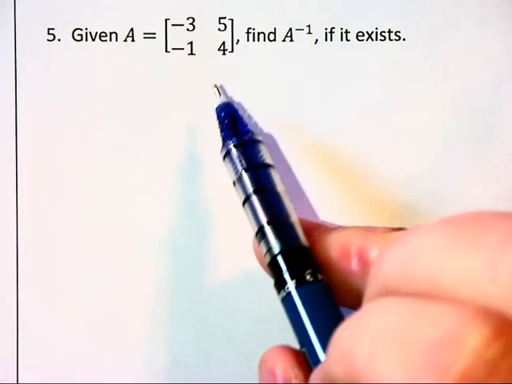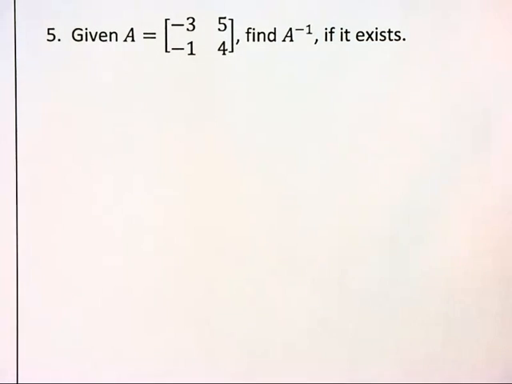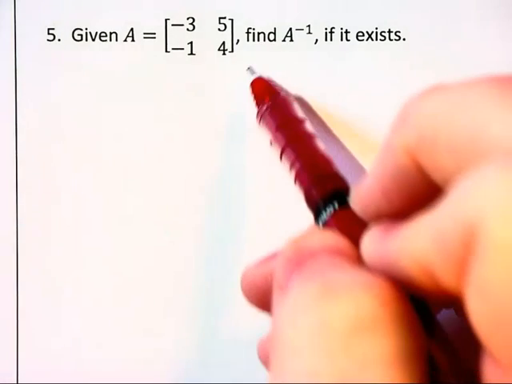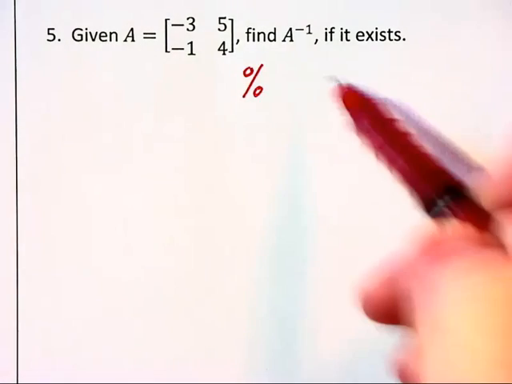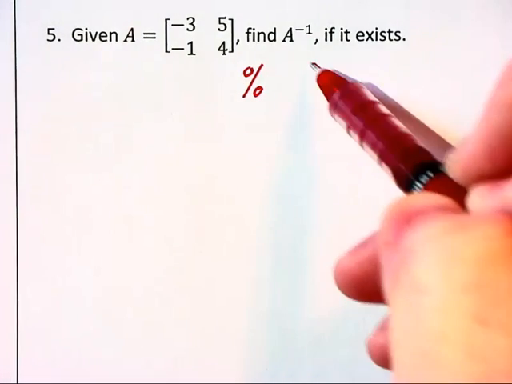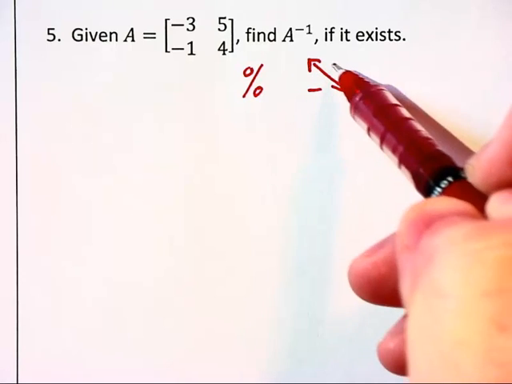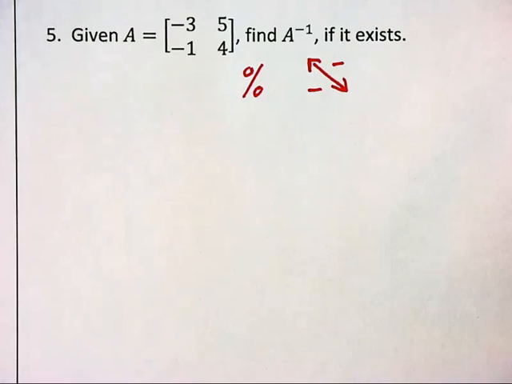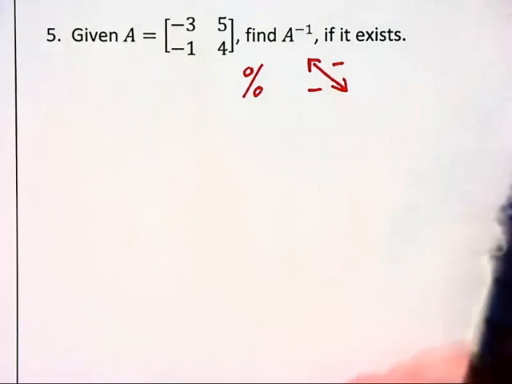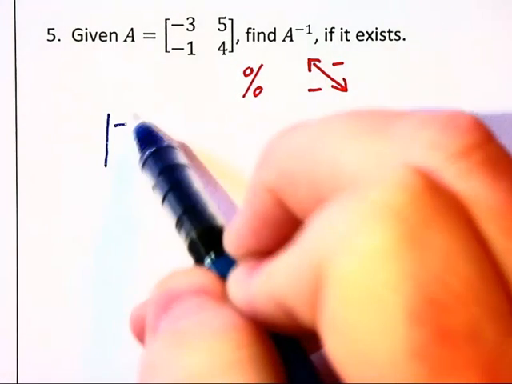Okay, given this matrix, find the inverse if it exists. Remember how we used the percent sign and we said, switch that diagonal that way and the zeros are going to become minuses instead. We're going to begin by finding the determinant of that matrix.